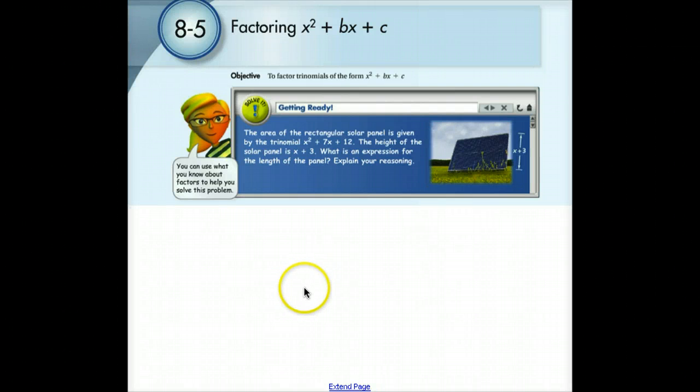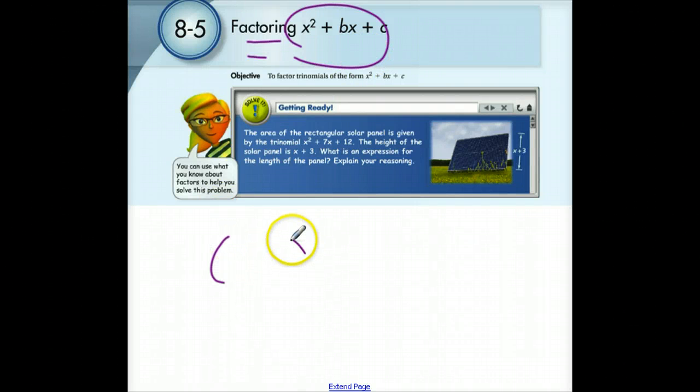Lesson 8-5, Factoring x squared plus bx plus c. This right here is a trinomial. We've seen these before. We are going to learn in this lesson to factor it. When they ask us to factor a trinomial in this specific form, they're looking for two factors or two binomials, which are two polynomials that have two terms in them that can be multiplied to get this trinomial.